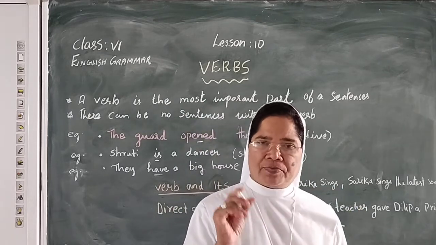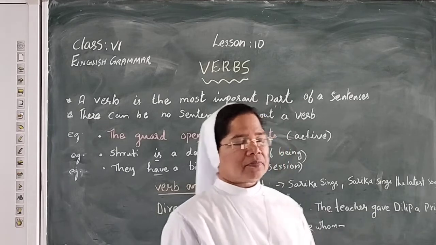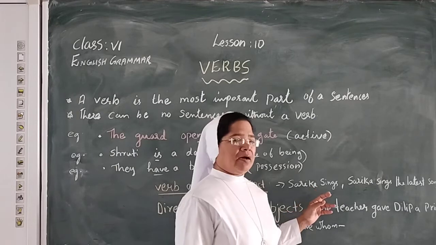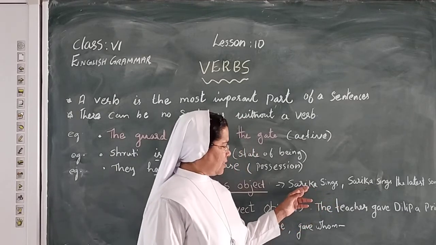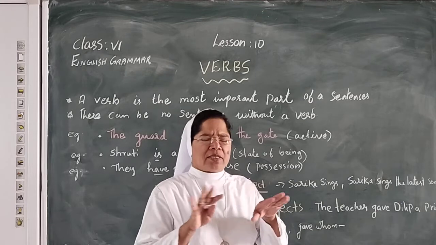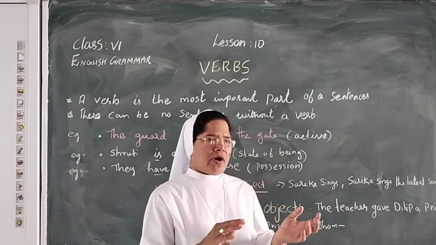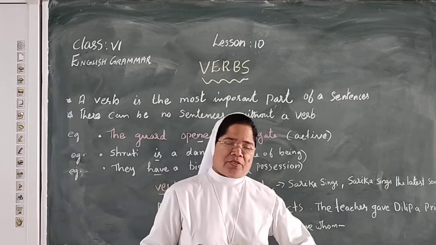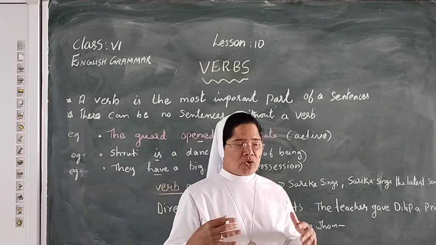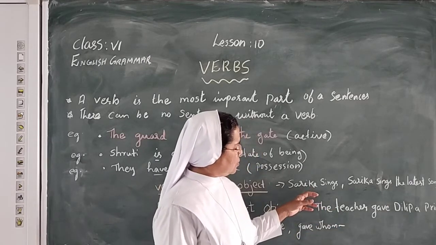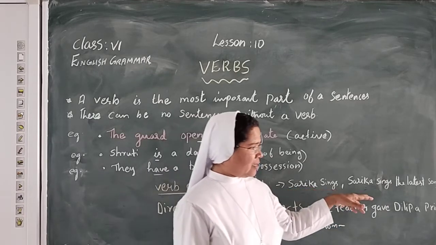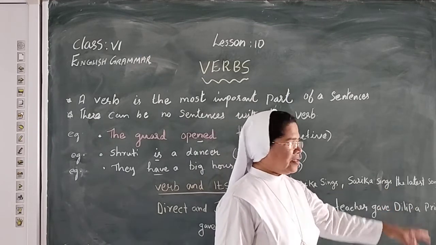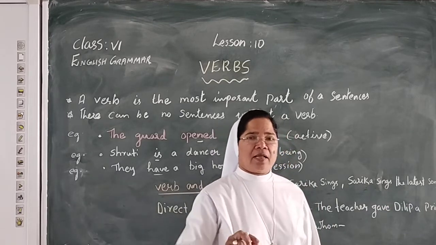Verb and its object. Look at the sentence: Sariya sings. There is nothing saying about who or what. In this sentence there is no object. But in the other sentence, Sariya sings the latest song.